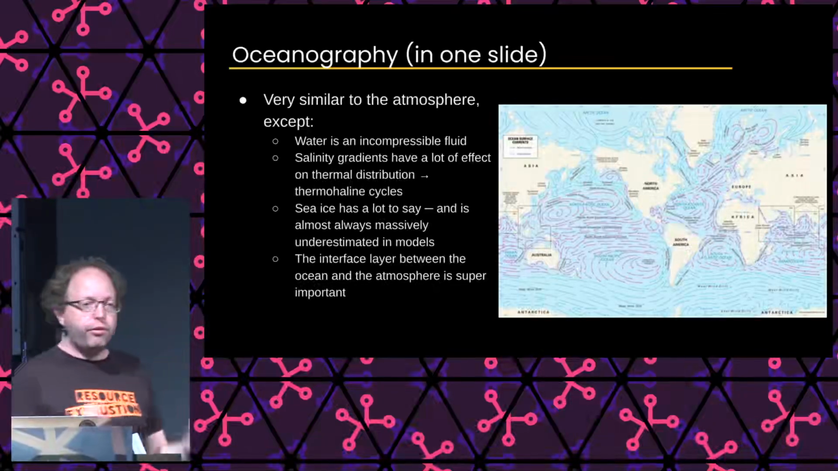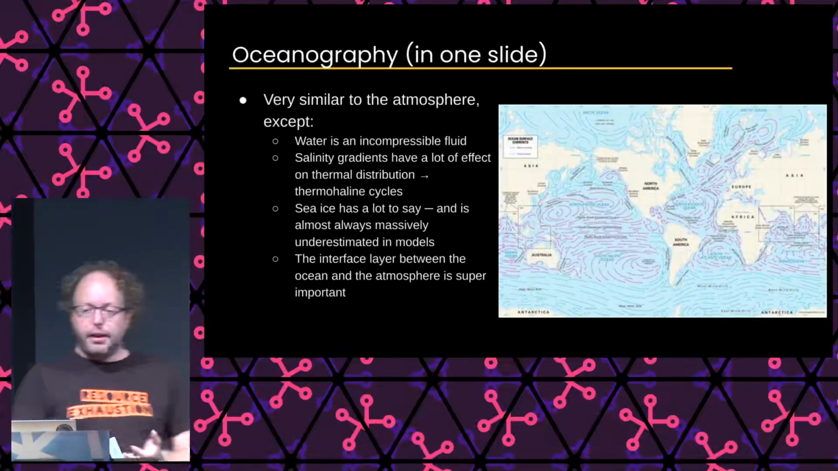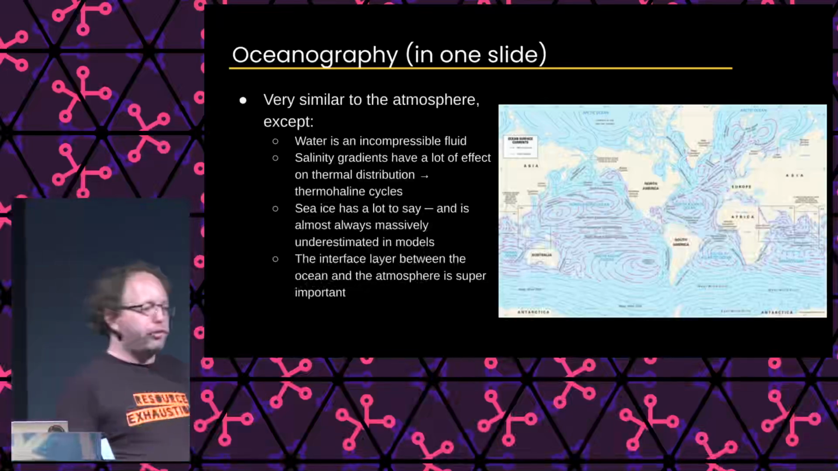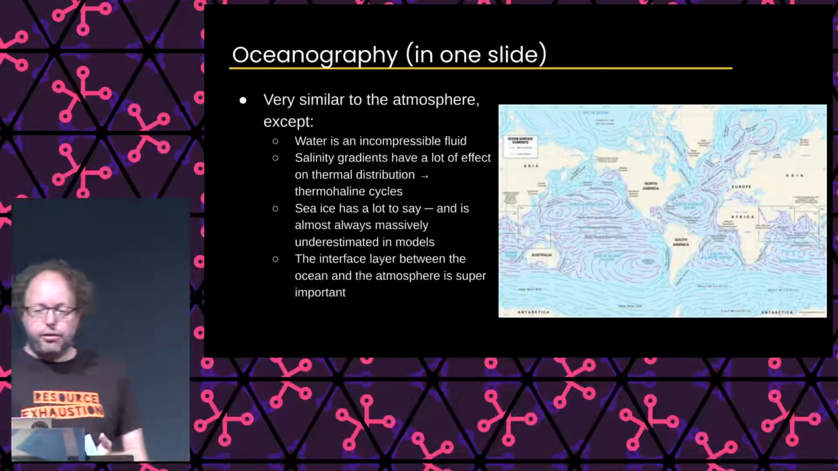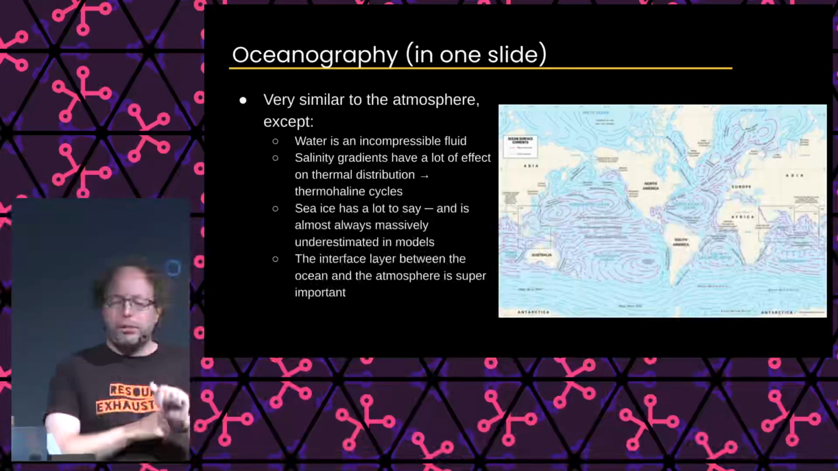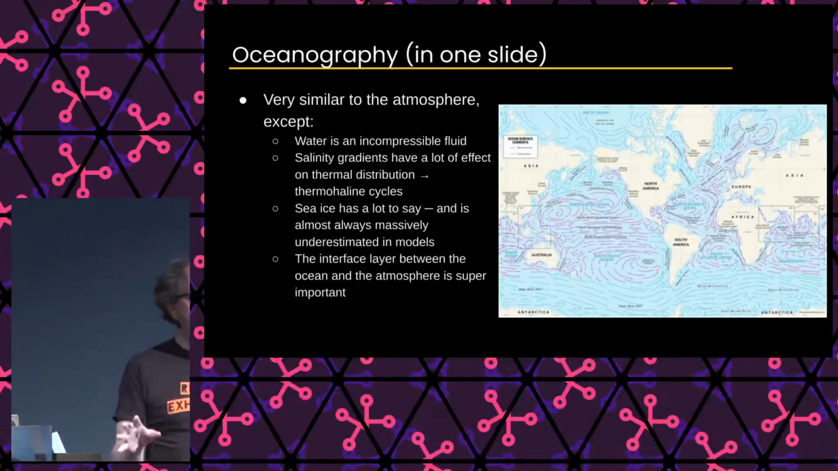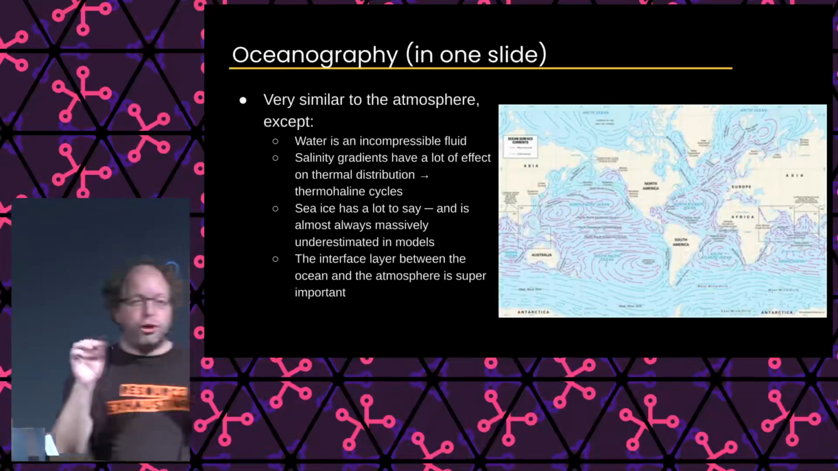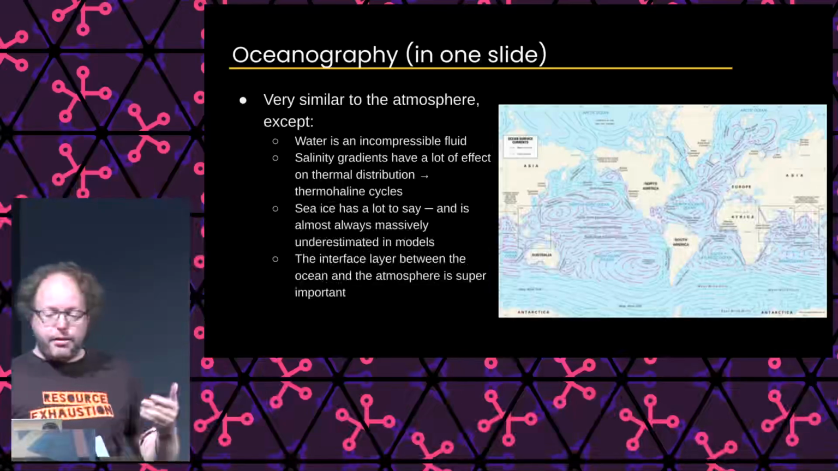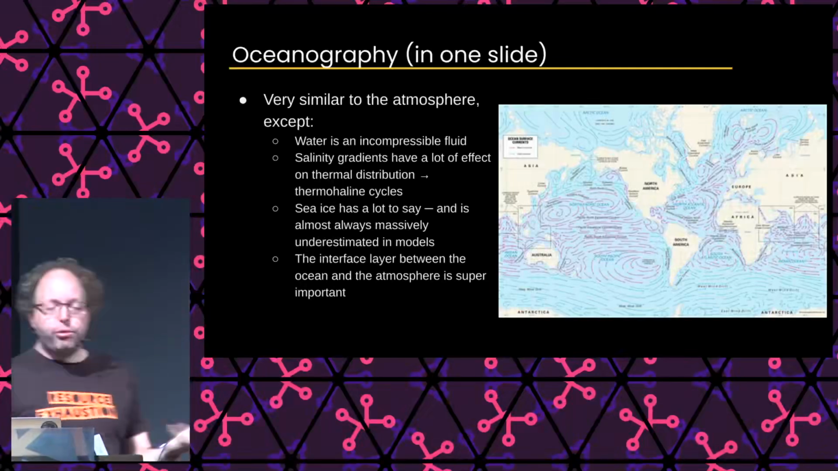Salinity gradients have a lot of effect, so how much salt is in the bit of water you're looking at. And this is why we have things like thermohaline cycles, like the Gulf Stream. And sea ice has a lot to say. I talked with an oceanographer recently who gave a ballpark estimate of tens to hundreds of terajoules being unaccounted for every day because the sea ice models are just not quite good enough. And then, of course, the interface layer between the water and the air matters a huge amount because of the transference of energy between them.